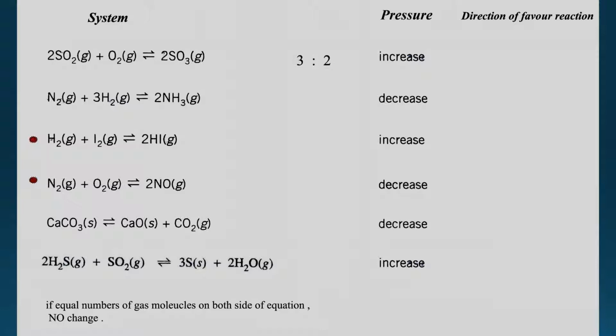So the ratio is 3 to 2. 2 plus 1 gives 3, and the other side is 2. So this is a 3 to 2 ratio. That's how it establishes the number. If you increase pressure, it will favor the small number. Equilibrium will shift that way.